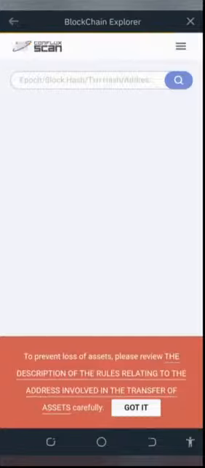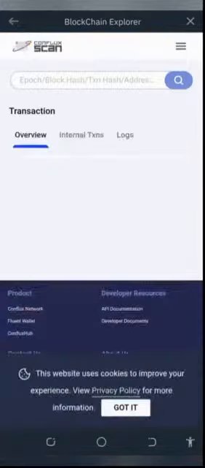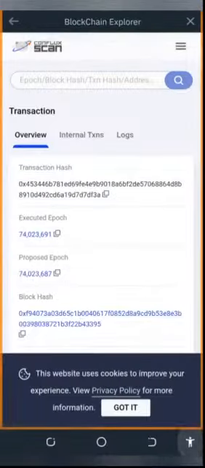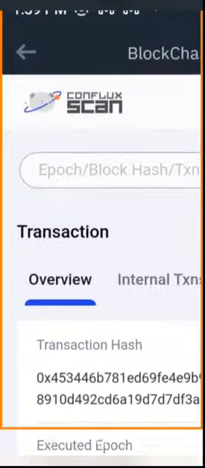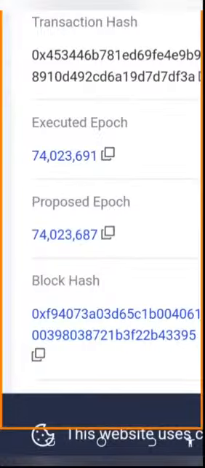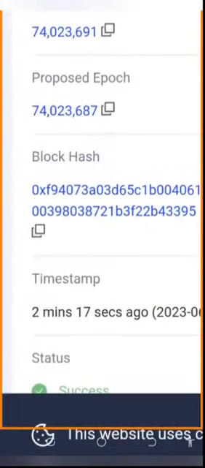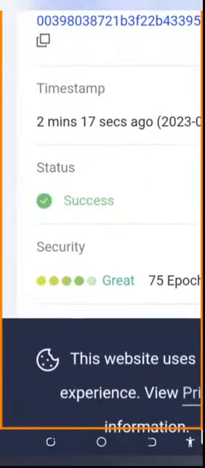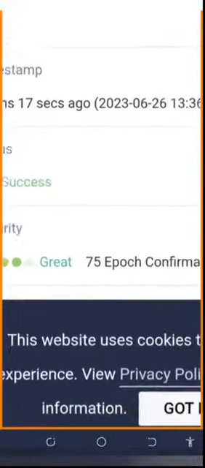Okay, to prevent the loss of assets, please... Oh, what's all this? Okay, got it. Let's see what is going on here. Is there anything we need to check? Which is this? Conflux Scan. All right, it's still doing its thing. Still working. It says success. It says success, actually. Status is success.